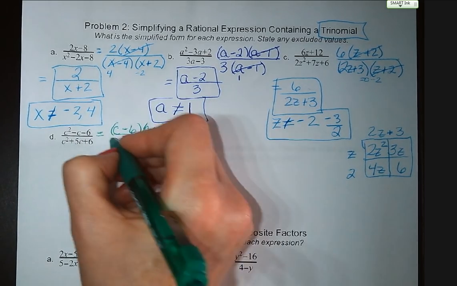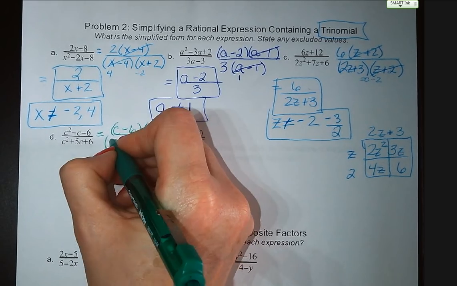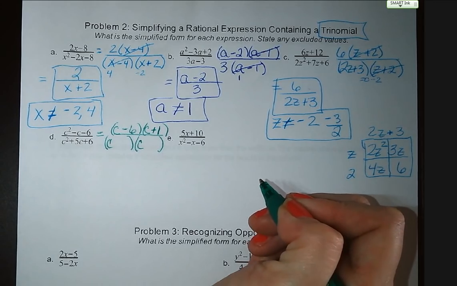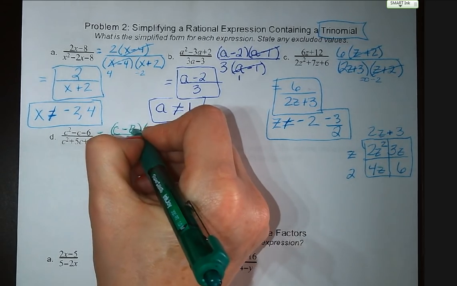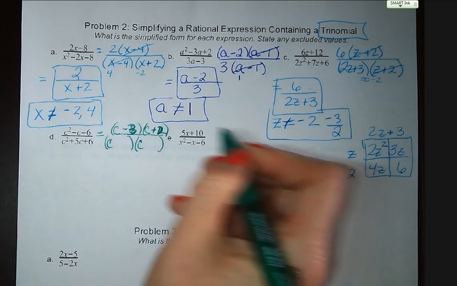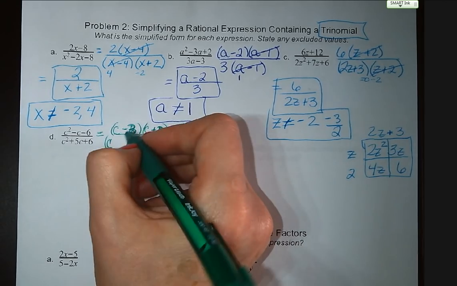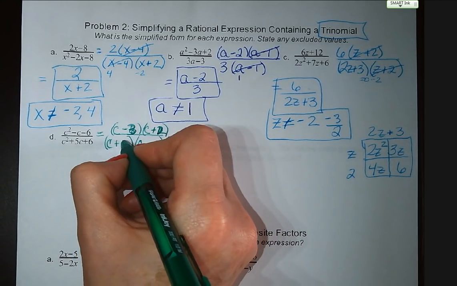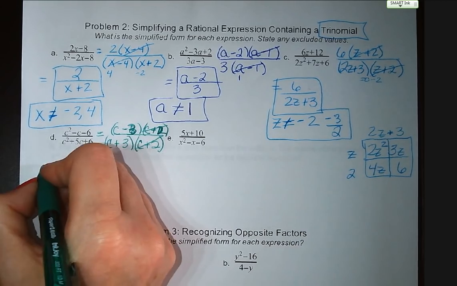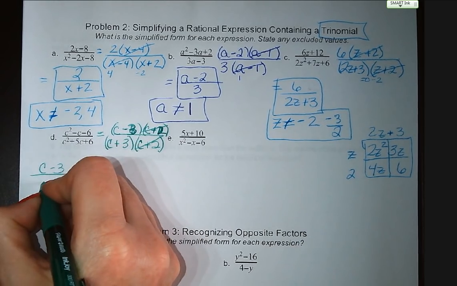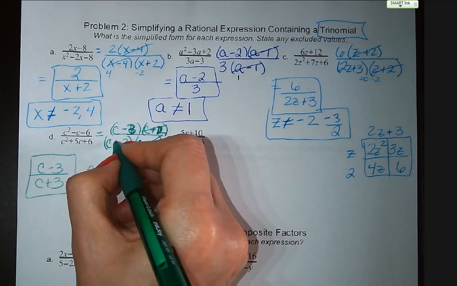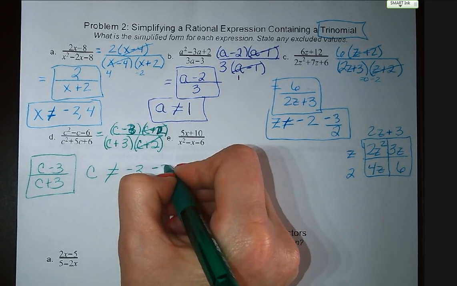So we get c minus 6 and c plus 1? c minus 3 and c plus 2. Well, that's what I meant. I was complaining about all the room I had left. All right, and in the denominator, we have c plus 3 and c plus 2. So c cannot equal negative 3 or negative 2.